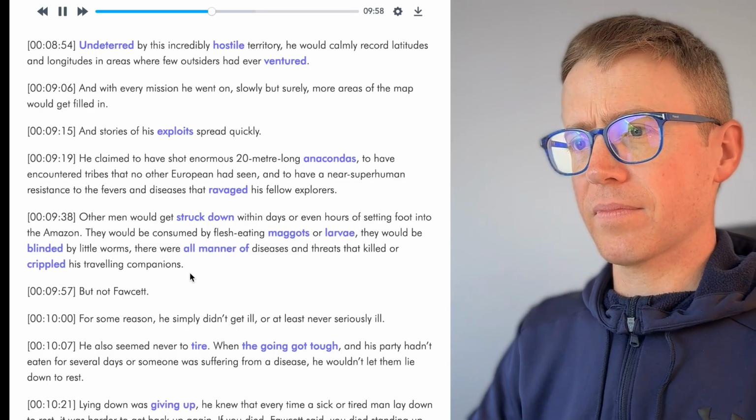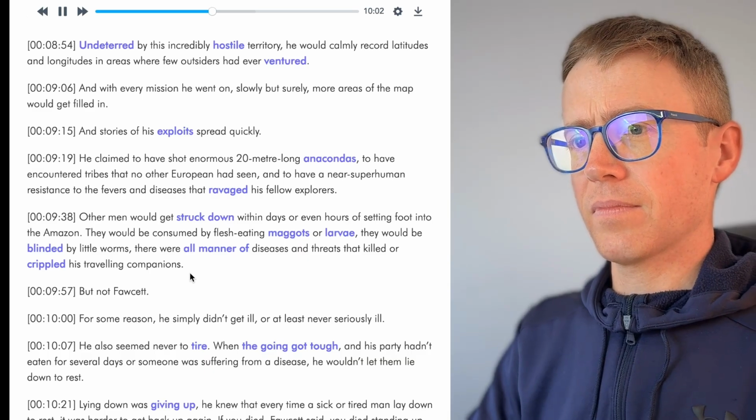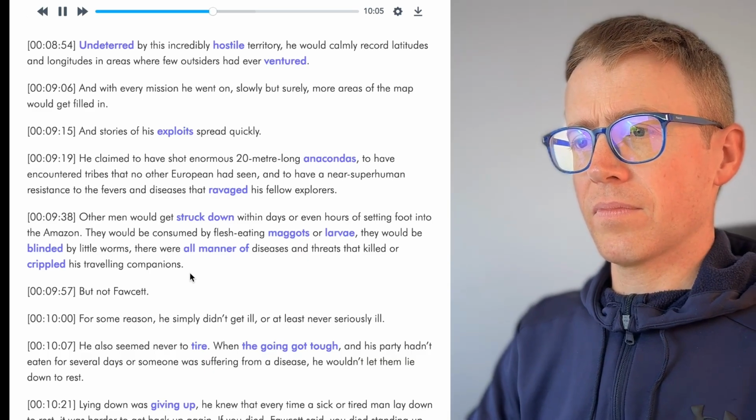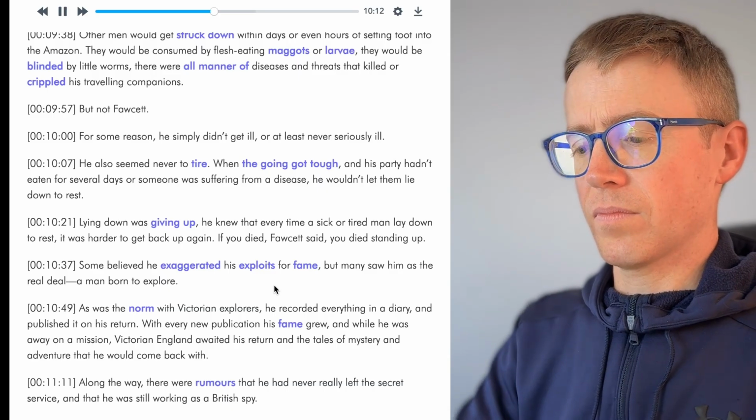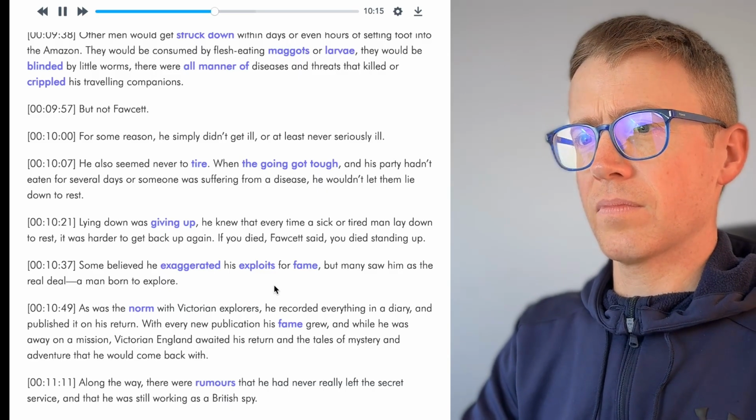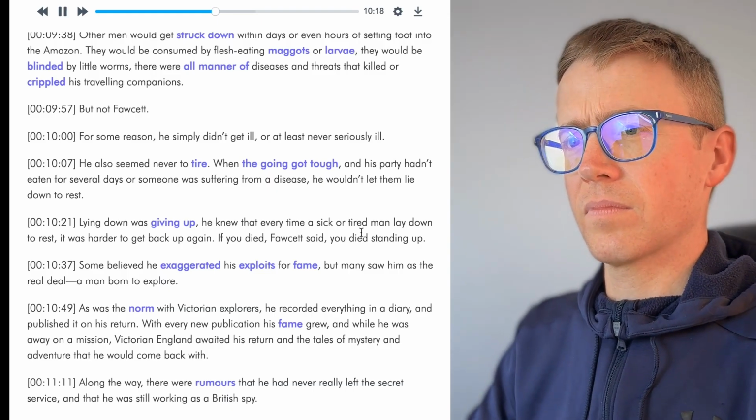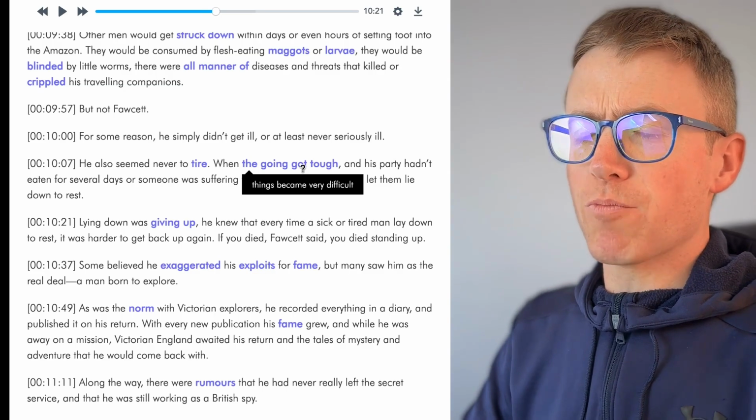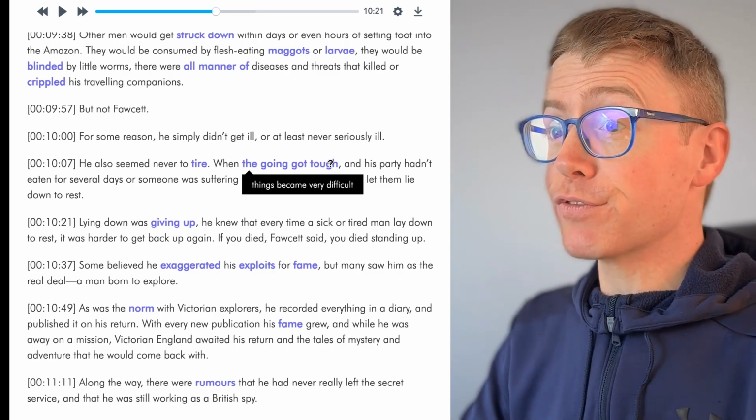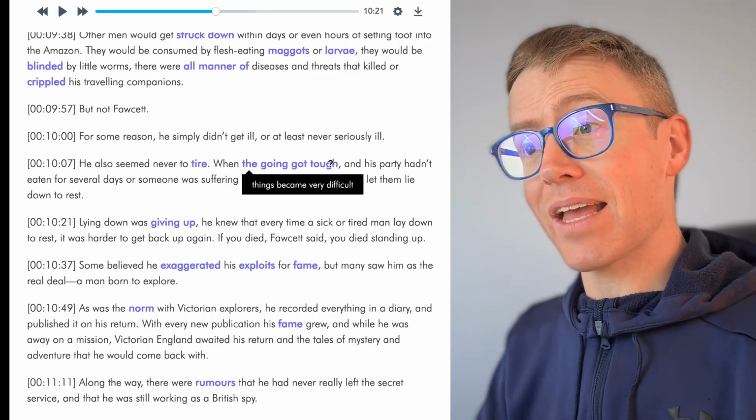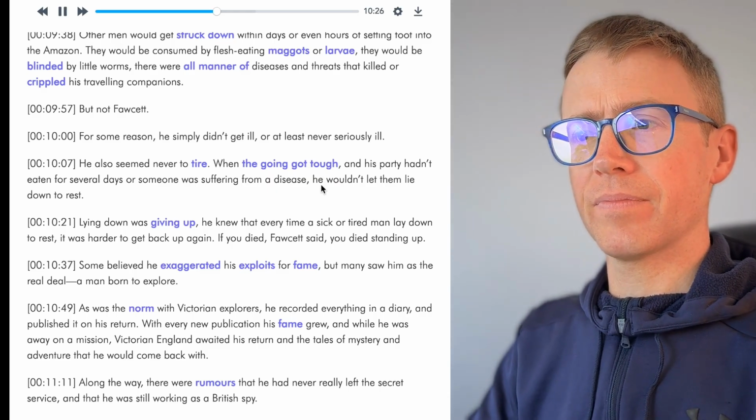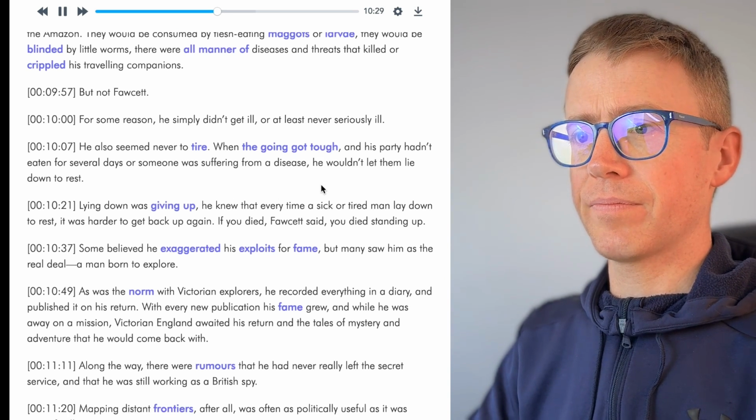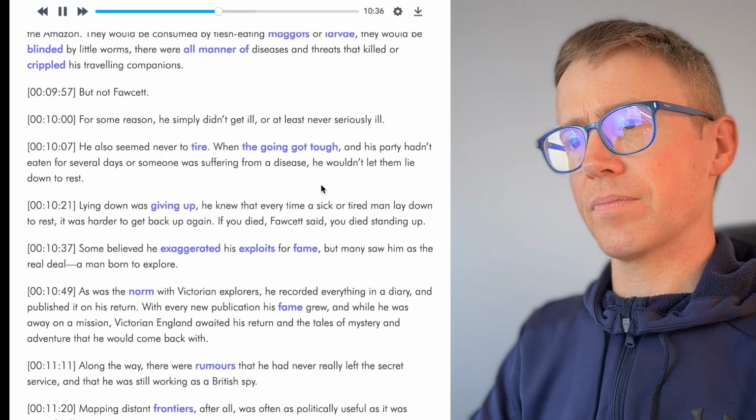But not Fawcett. For some reason, he simply didn't get ill, or at least never seriously ill. He also seemed never to tire. When the going got tough, and his party hadn't eaten for several days, or someone was suffering from a disease, he wouldn't let them lie down to rest. You probably know this phrase already, but if you don't, it's quite a useful one. The going gets tough, it means things become difficult. Lying down was giving up. He knew that every time a sick or tired man lay down to rest, it was harder to get back up again. If you died, Fawcett said, you died standing up.